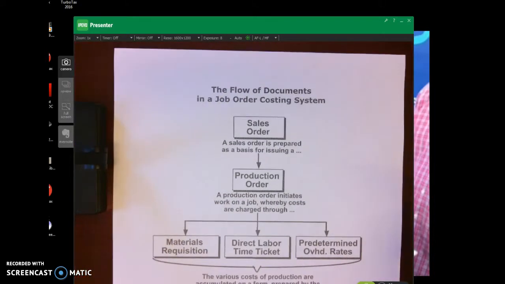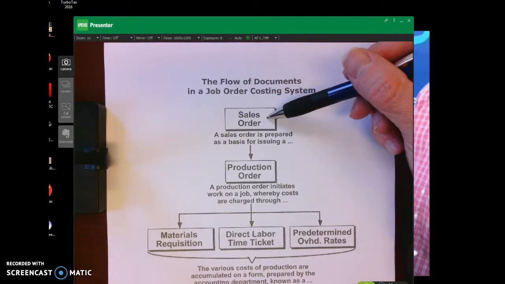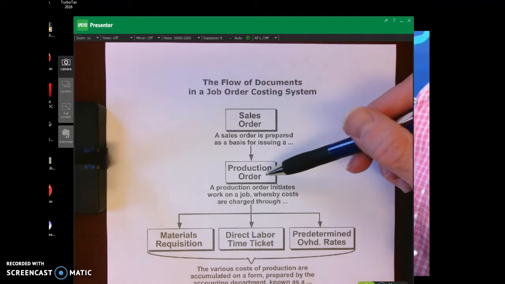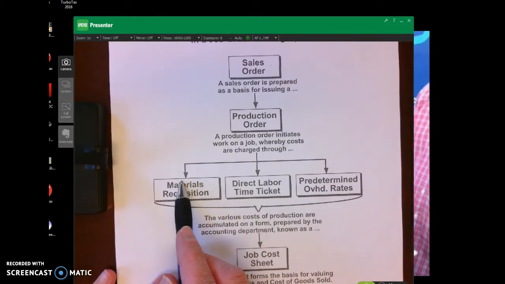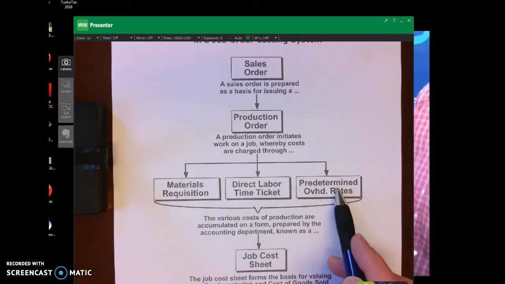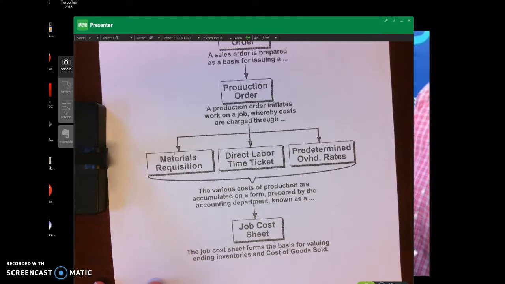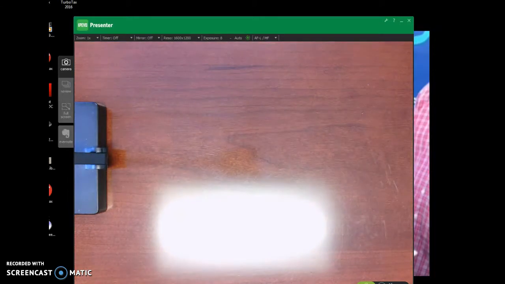All right. So you look over here in terms of our flow of documents in the job order costing system. I kind of talked about this earlier, that we'll have a sales order. Somebody calls us and says, we want you to make that table. And then that turns into a production order, and then that triggers the materials requisition. We need the wood for the table and the glue and the nails. We would send our materials requisition to the warehouse. People would start charging time to making the table, and then we would apply overhead at some point during the production process. And all these are tracked in summary form on the job cost sheet, and that job cost sheet becomes the basis for calculating cost of goods manufactured and cost of goods sold.